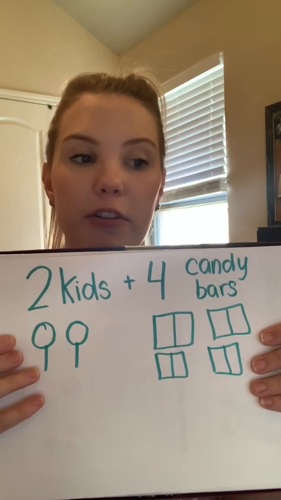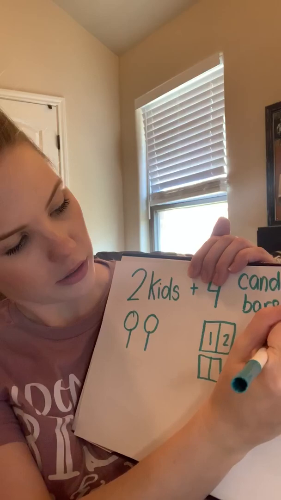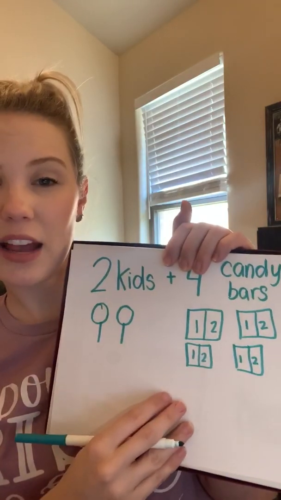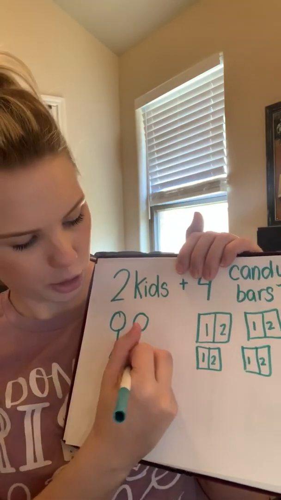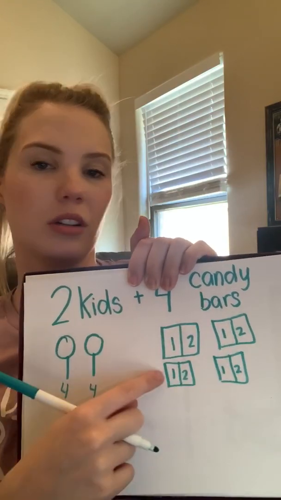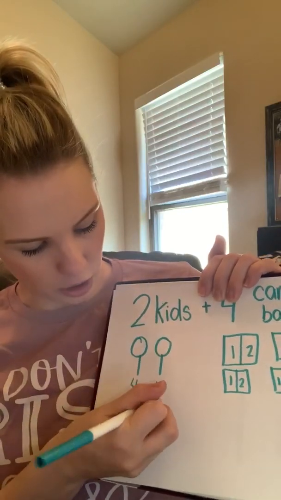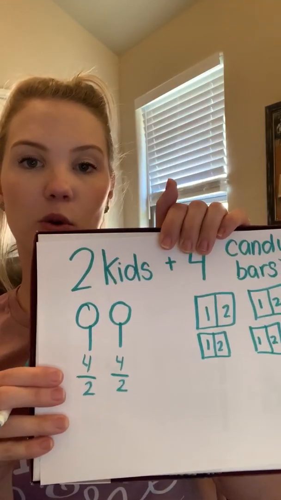Okay? After that, I'm going to fair share. 1, 2, 1, 2, 1, 2, 1, 2. Then I have to count how many each person got. So person number 1 got 4 pieces. Person number 2 got 4 pieces. But if I just leave it like that, that means that each person got 4 wholes. We don't have enough for that. So each person got 4 pieces that are cut into halves. 4 halves.